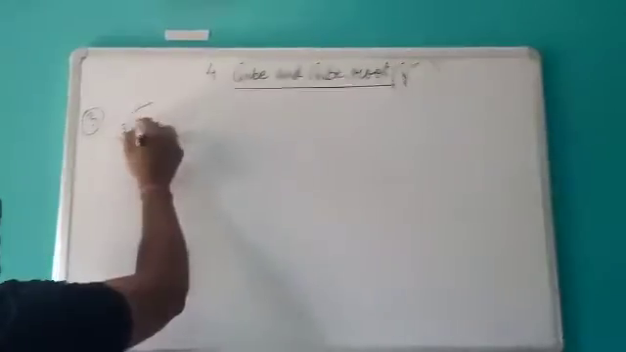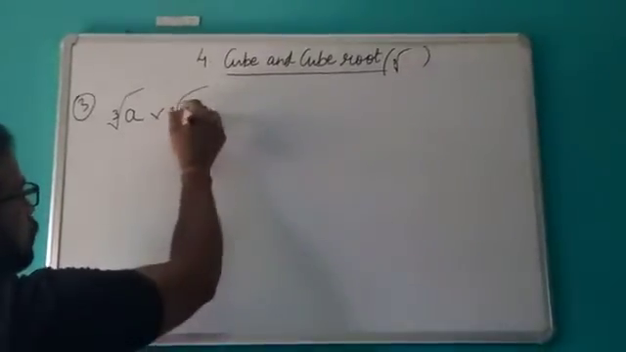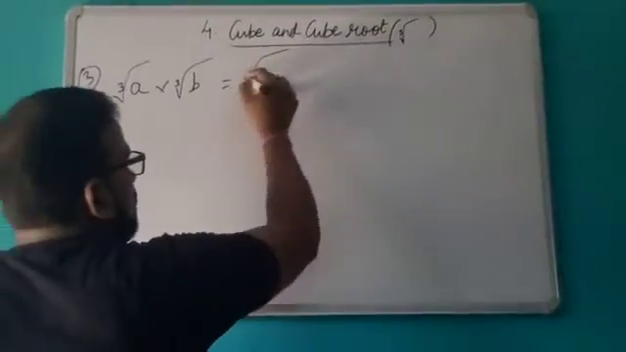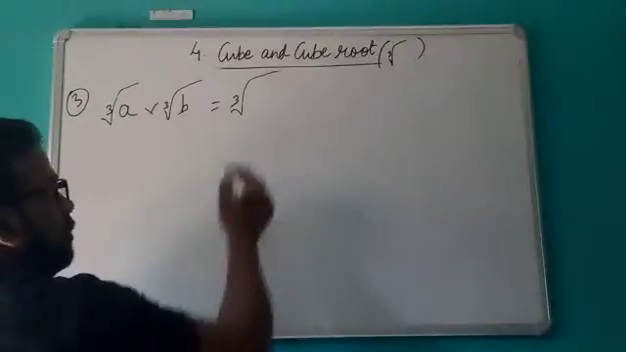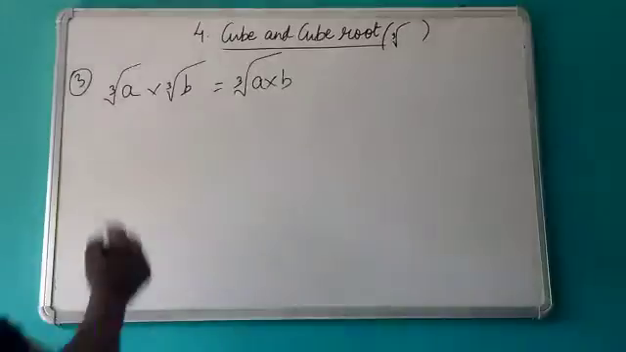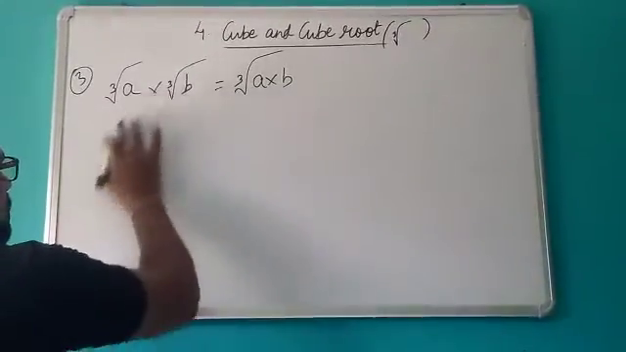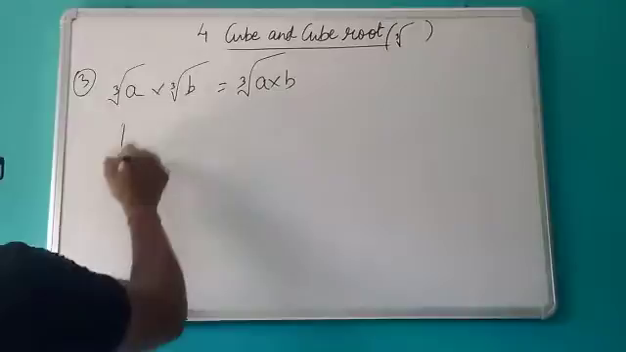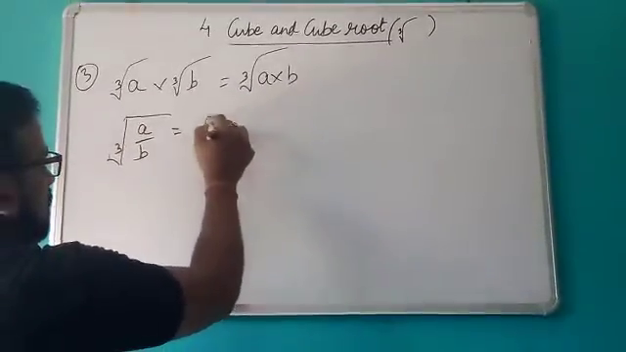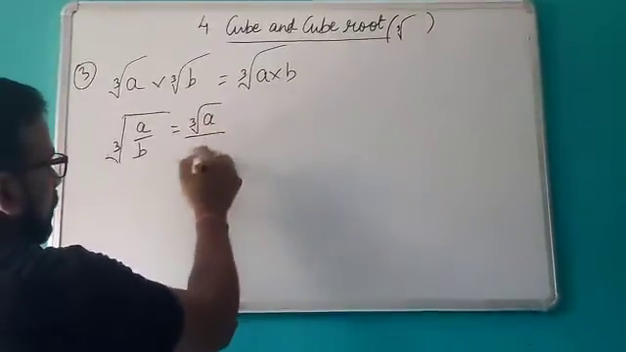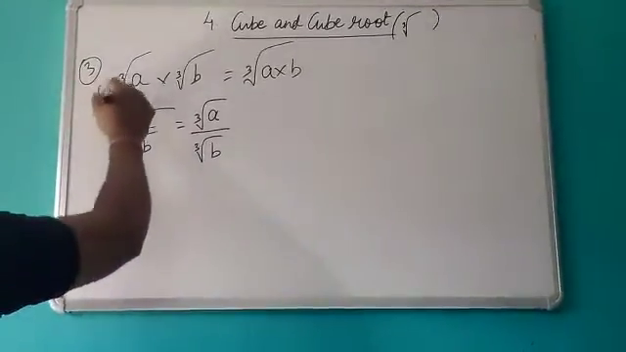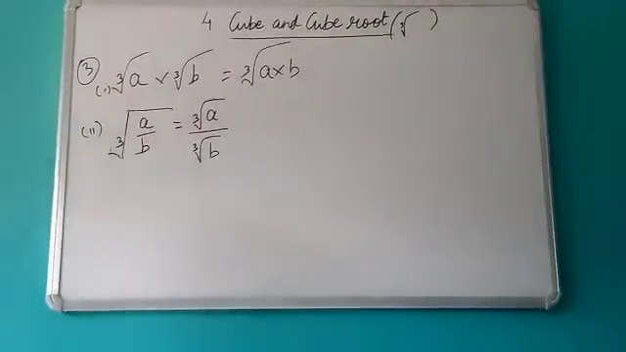Then suppose two cube roots are multiplied together like this. In that case, you can combine these numbers like you combine in case of square roots: cube root of a into b. Similarly, if the numbers are written like this, a upon b under the cube root, you can write it as cube root of a upon cube root of b. So these properties we will be using whenever we solve the questions.